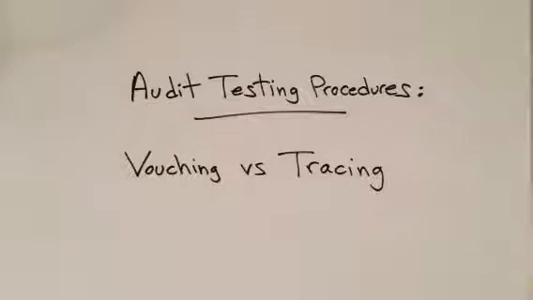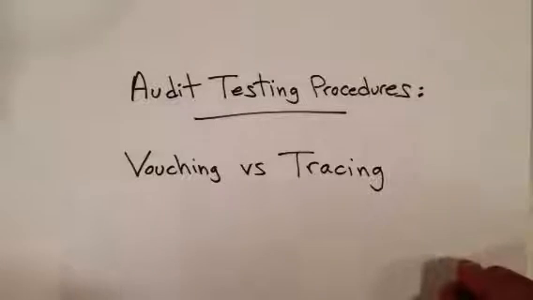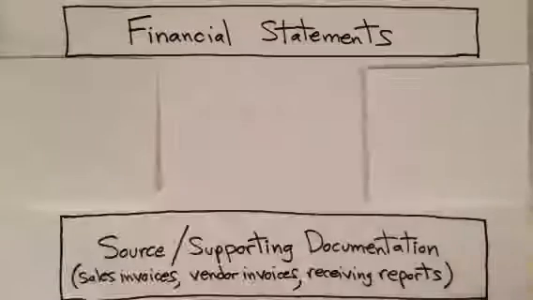Hello everyone, I'm Larry, and I'd like to take a moment to explain two audit testing procedures, vouching and tracing. I found in the past that some students of auditing tend to mix these two up, or maybe they even think they're the same thing. They're analogous, but they are different, and they test for two different things. So let's talk about these two and discuss the differences between vouching versus tracing.